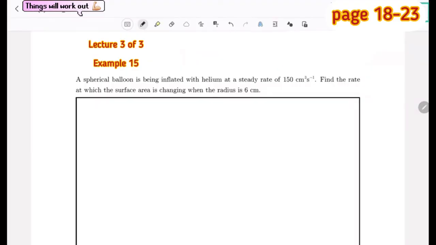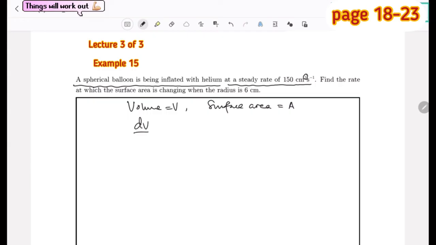So example 10, a spherical balloon is being inflated with helium at a steady rate of 150 cm cubed per second. If you look at the unit, that is cm cubed, so that will be the volume. So volume V, surface area A. You are given dV/dt as 150 cm cubed per second. So find the rate at which the surface area is changing. So we need to get dA/dt when the radius equals 6.